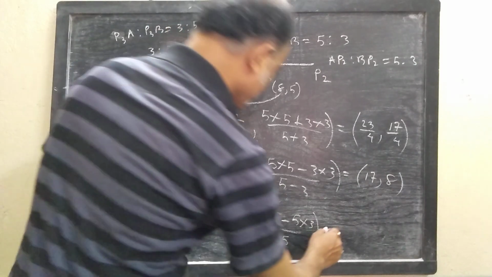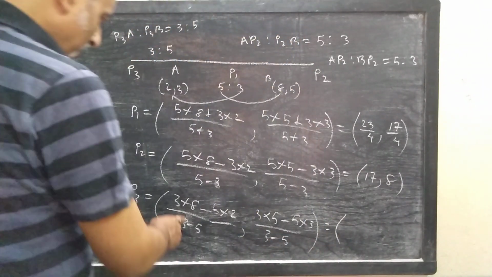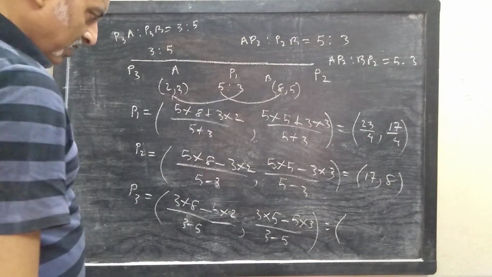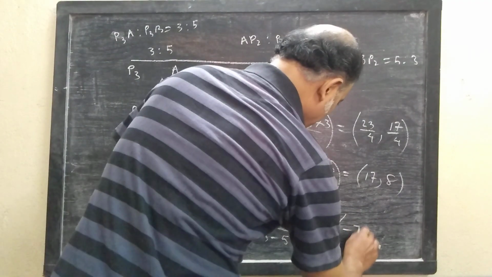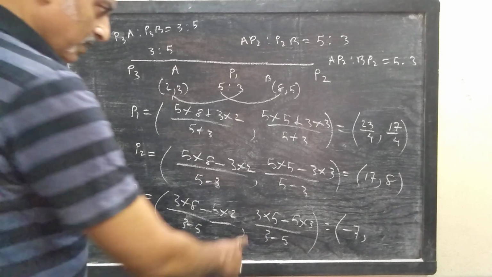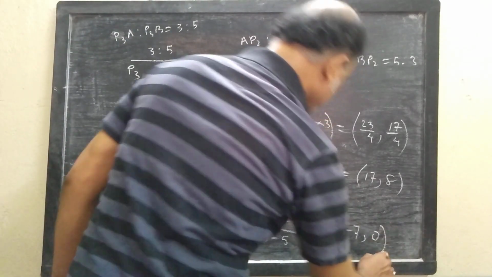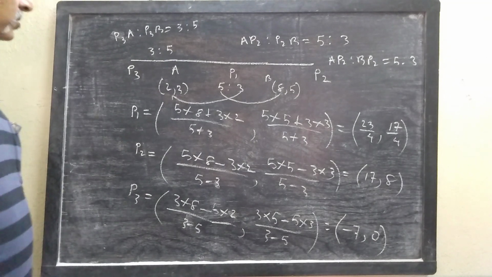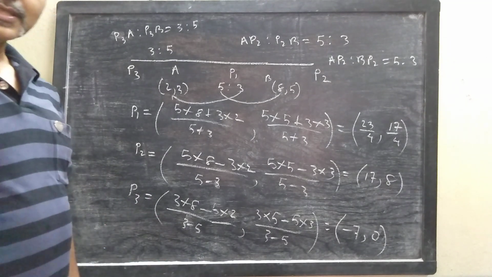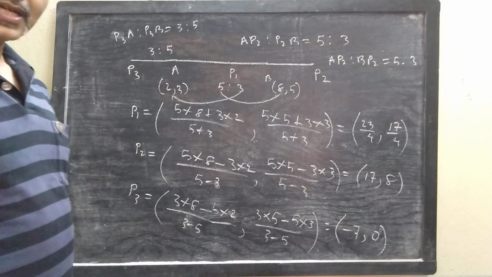minus 5. This will ultimately become 24 minus 10, 14, 14 by minus 2, this will be minus 7 and this will be 0. So we will use these formulas in this chapter and they are known as section formulas.